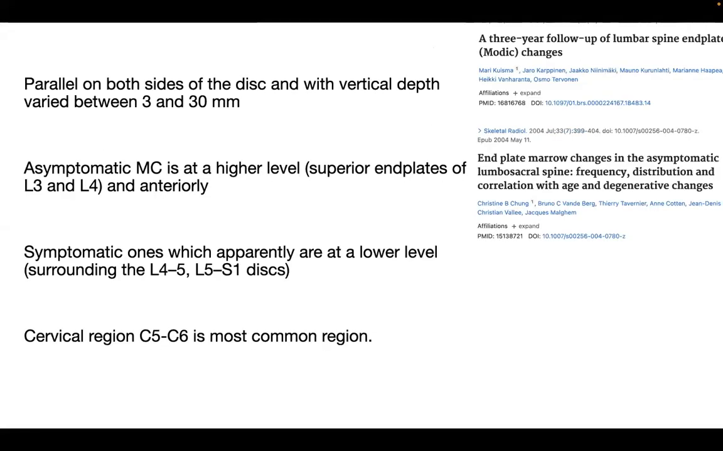Again, continuing, these Modic changes were parallel on both sides of the disc with a vertical depth which varied from 3 to 30 mm. Most of the asymptomatic Modic changes were at a higher level and included the superior end plates of L3 and L4, anteriorly, whereas the symptomatic Modic changes appeared at the lower level, where the stress forces occur much more in the lower segment. The most common region being the L4-L5 and L5S1 disc areas. In the cervical region, the most commonly affected were C5 and C6.